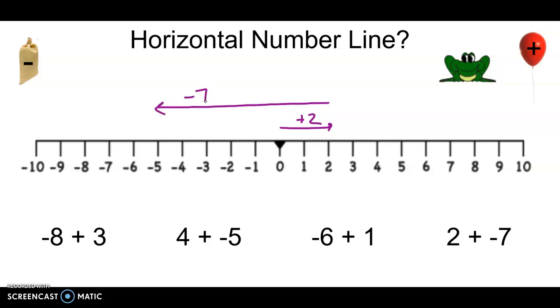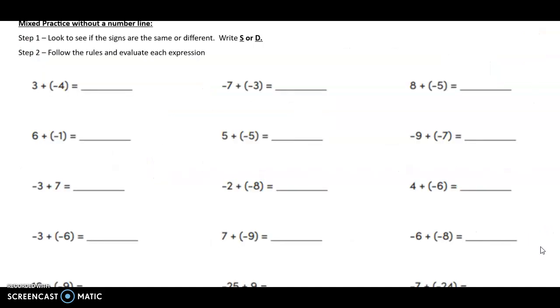Okay, where do I end up? Or where does Mr. Frog end up? Well, I have 5 more negatives than I do positives, 5 more sandbags than I do balloons, so I end up at negative 5. Okay, so you need to finish these examples. There are 15 quick problems here. Your job is to write either S or D. Are the signs the same or different? And then work it out and evaluate the answer.